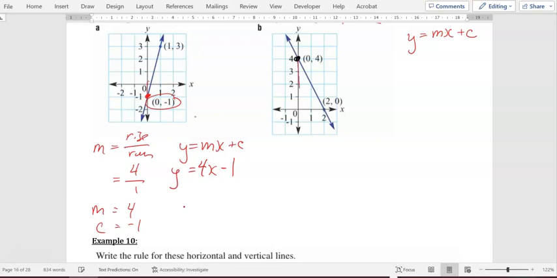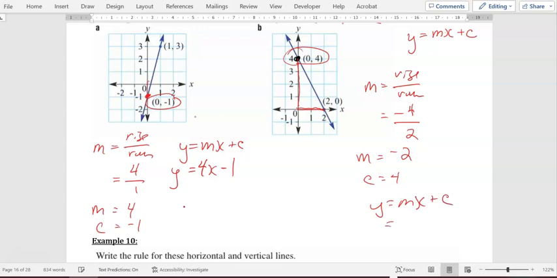Same deal over here, but this time our rise is negative 4. M equals the rise over the run. So in this case, we're going negative 4 over a distance of 2. So that reduces to negative 2 over 1, or negative 2. So our gradient is actually going to be negative. And where does it cross the y line? Well, that's way up here. When x is 0, y equals 4. So we use our rule. We replace m with negative 2, and we replace c with 4, and that gives us our rule.